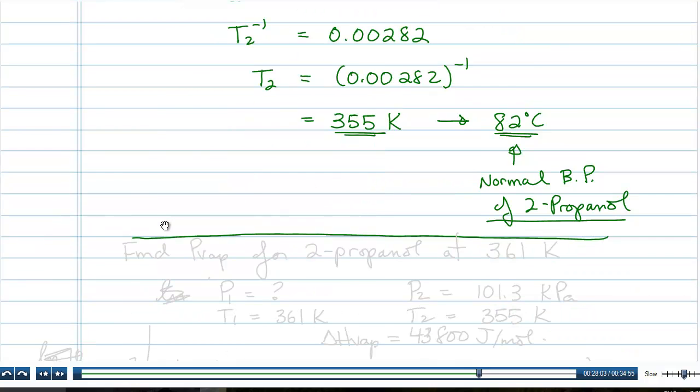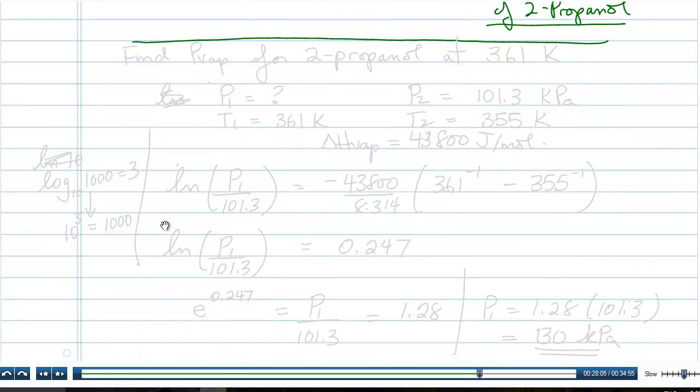Another common question might ask you to find the vapor pressure.